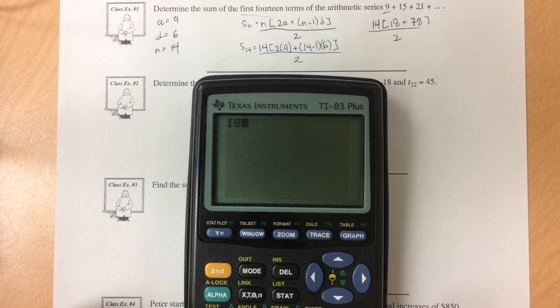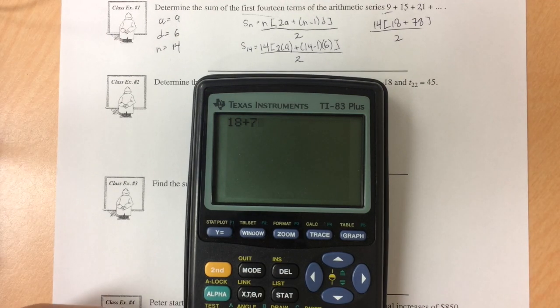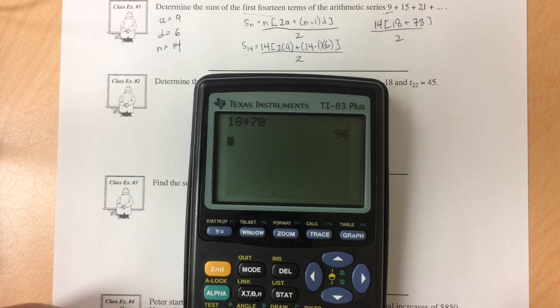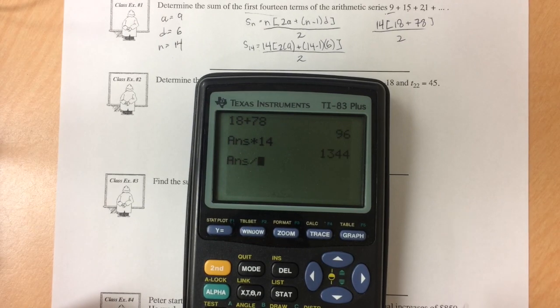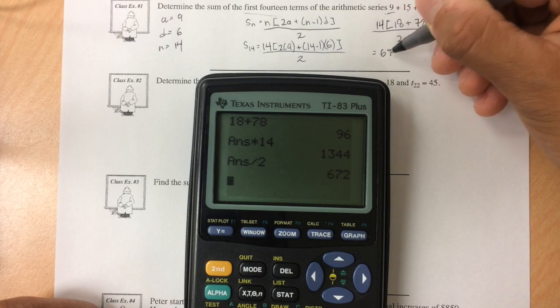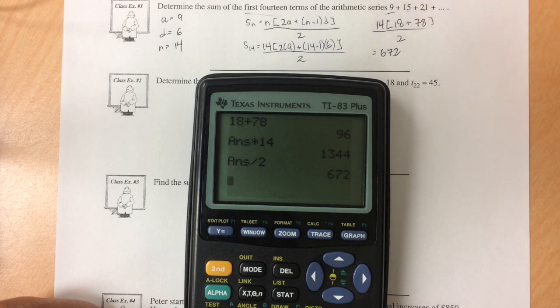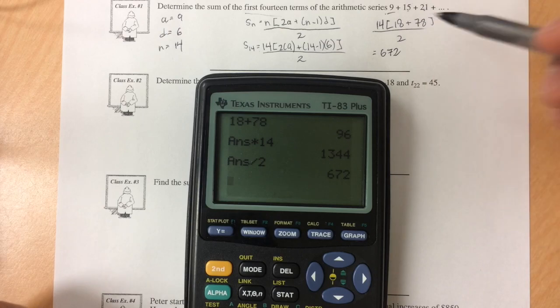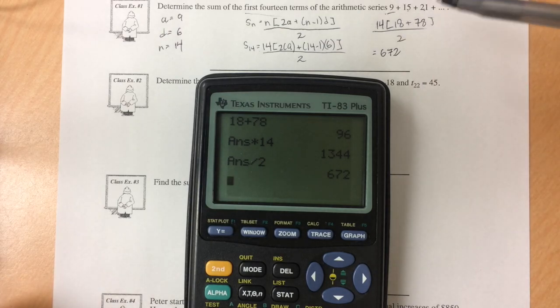We have 18 plus 78 times 14 divided by 2. We have our answer of 672. That is the sum of the first 14 terms in the series 9 plus 14, or sorry, 9 plus 15 plus 21, and so on and so forth. All 14 terms.